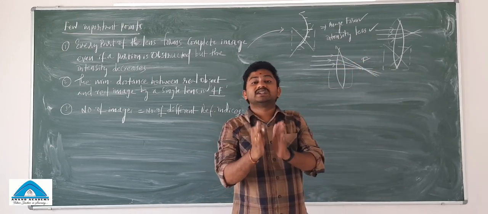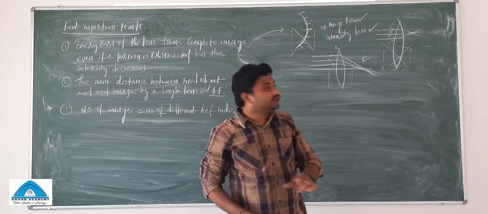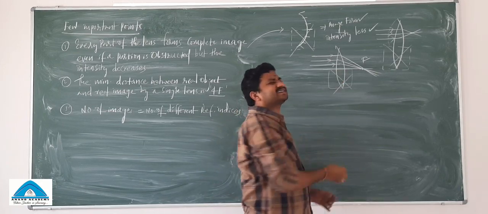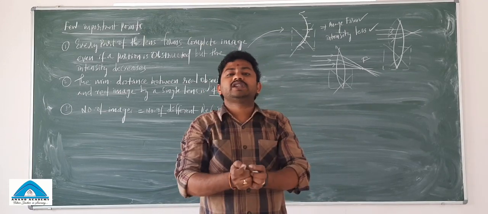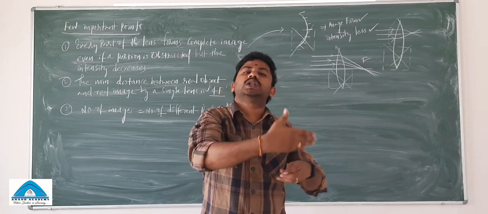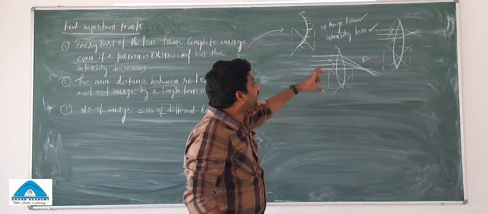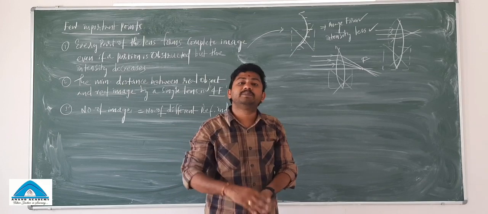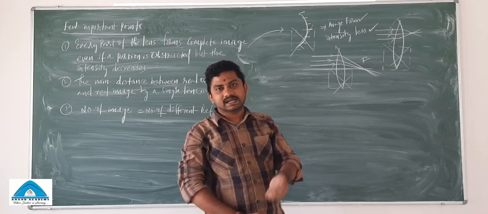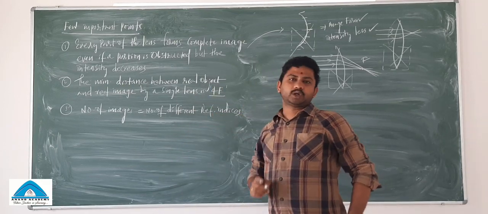I hope you are understanding. So even though half of the lens or some part of the lens is blackened, there will be image formation as usual. But as the number of light rays incident is less, the brightness of the image also will be less. Now, a second important point.